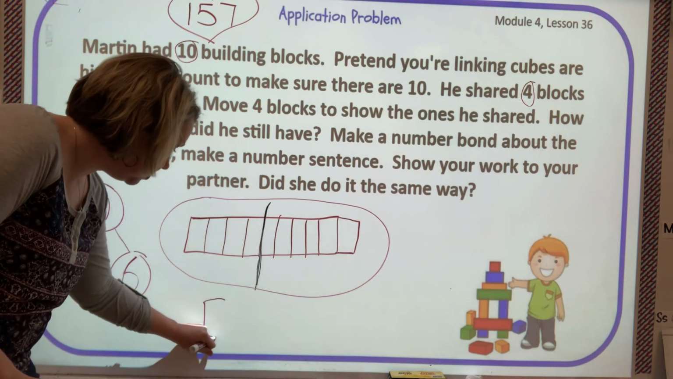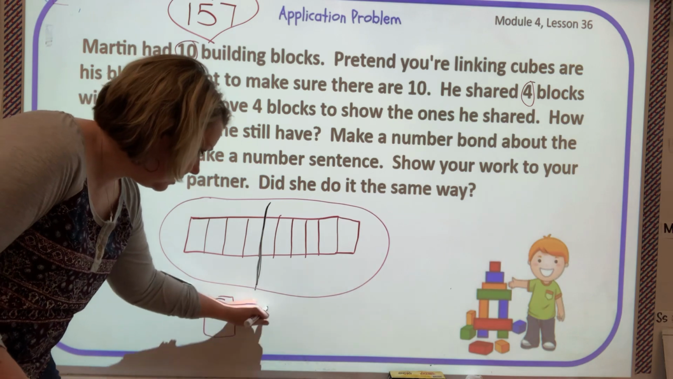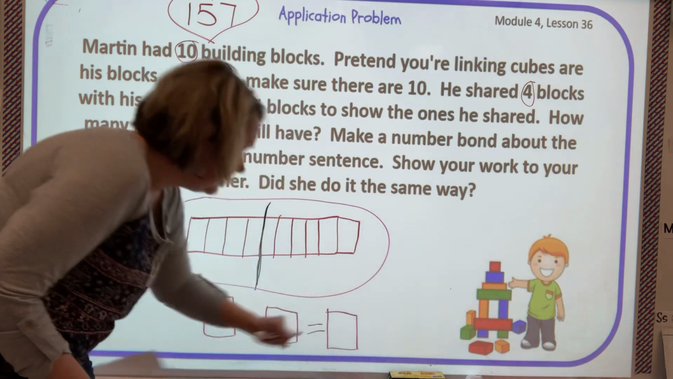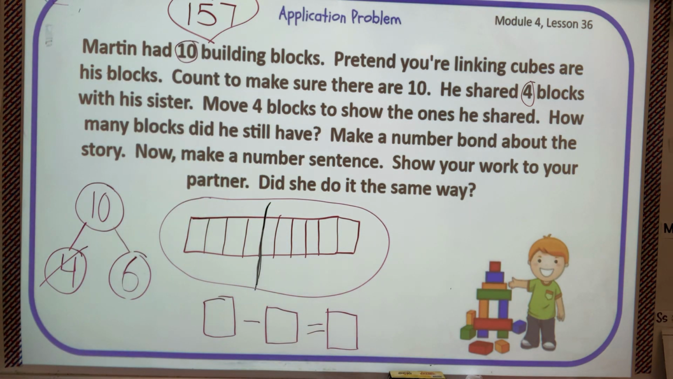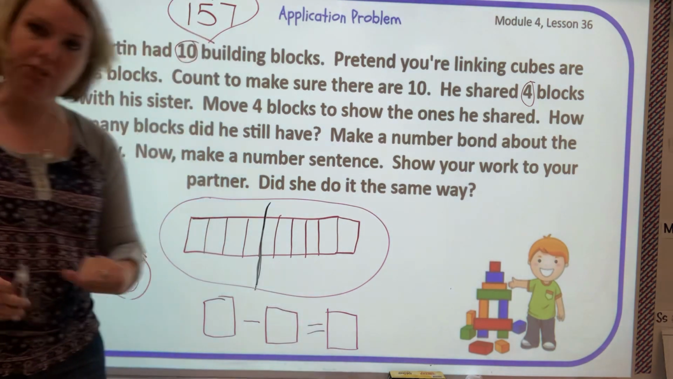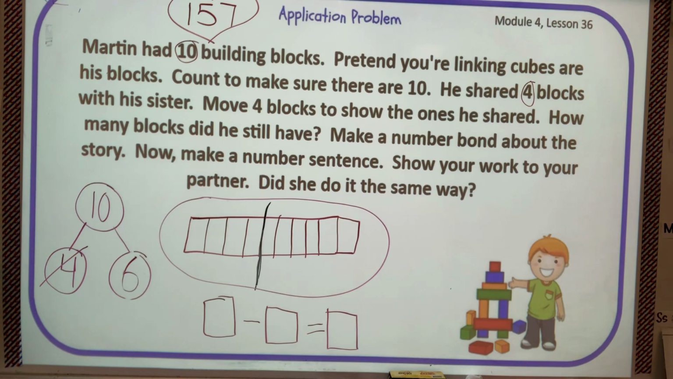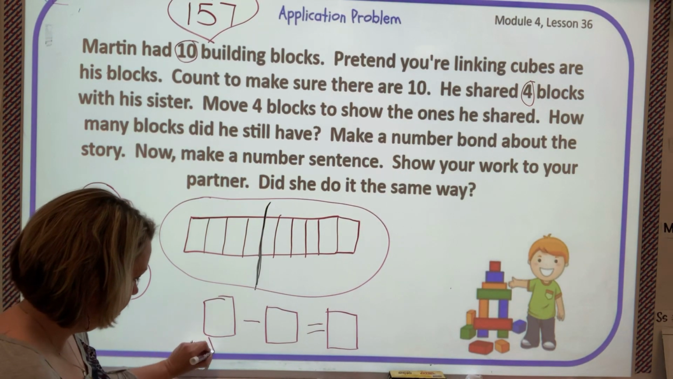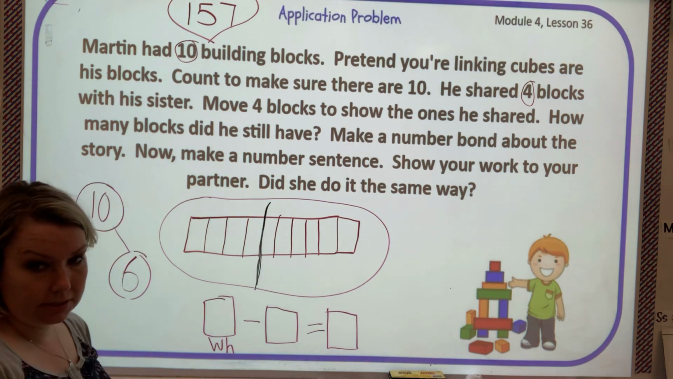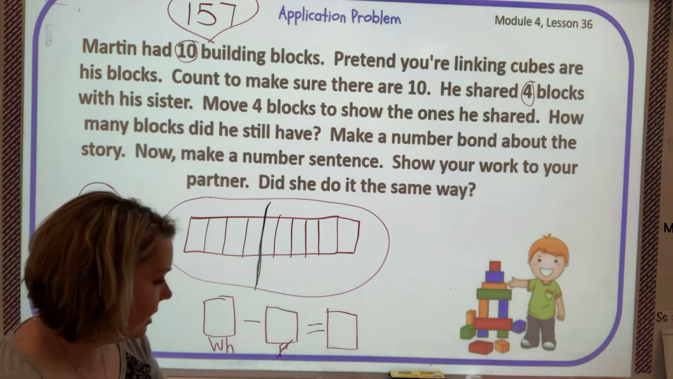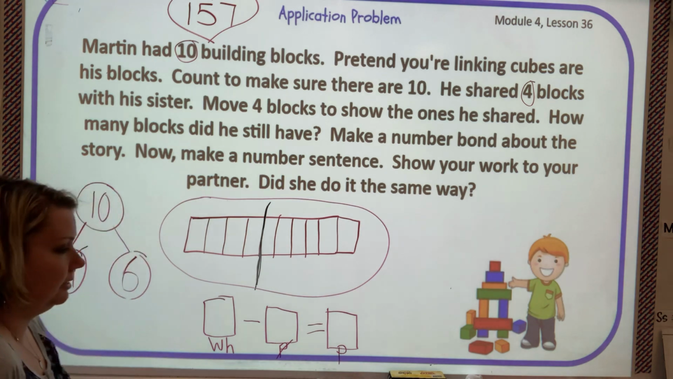We'll put our mystery blocks and make a subtraction sentence. Mystery box minus mystery box equals mystery box. Now I need to fill in my boxes. Remember, when we subtract, our whole goes first. Then the part that we take away and the part that is left.